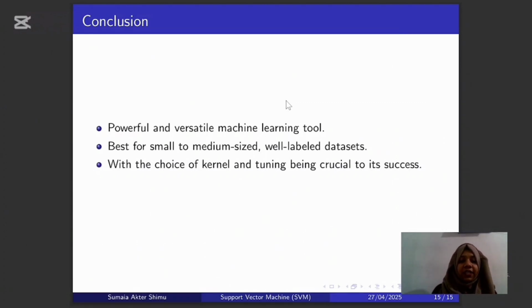In conclusion, we can say that SVM is a powerful and versatile machine learning tool. It is best for small to medium sized and well-labeled data sets, but it does not work so well in case of large data sets. The choice of kernel and the tuning become crucial to its success.